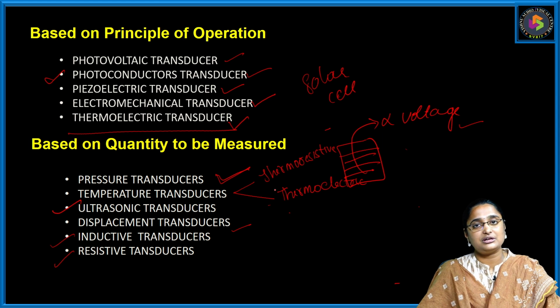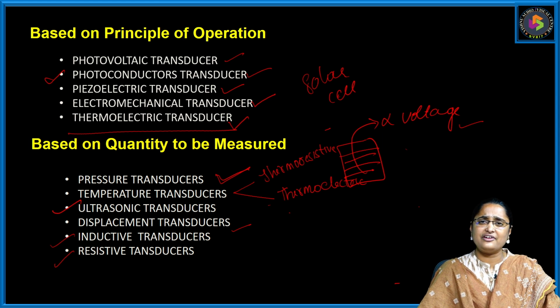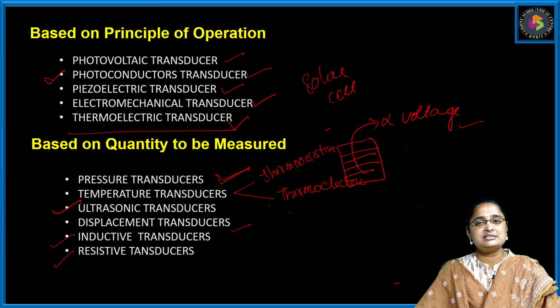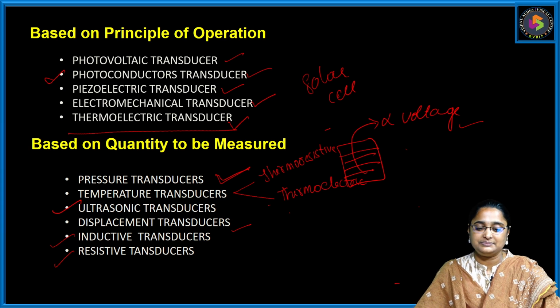So if you go for thermoresistive transducers, you have thermistors and RTD. The resistance of the material used in these devices, like thermistor and RTD, will vary according to the temperature that is given. They may have positive temperature coefficients or negative temperature coefficients. And thermoelectric is best exemplified by the thermocouple.